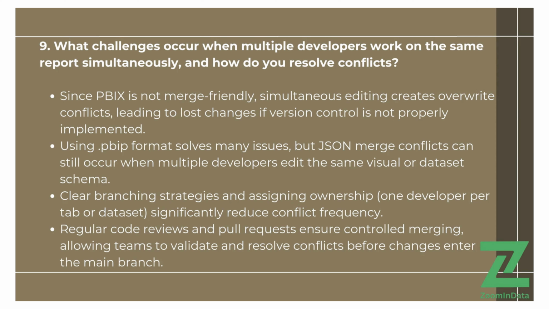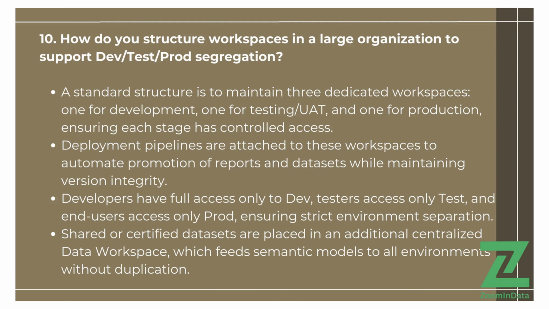Regular code reviews and pull requests ensure controlled merging, allowing teams to validate and resolve conflicts before changes enter the main branch. 10th question. How do you structure workspaces in a large organization to support dev, test, and prod segregation? A standard structure is to maintain 3 dedicated workspaces, one for development, one for testing or UAT, and one for production, ensuring each stage has controlled access.